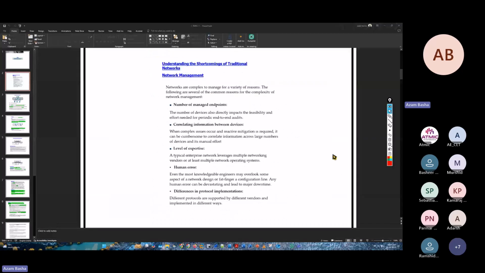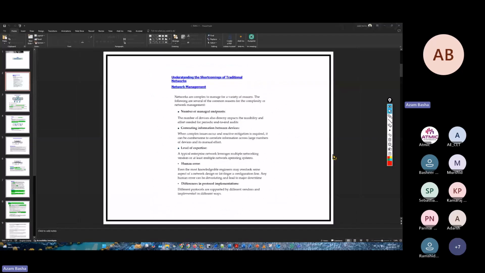So we are all network engineers. I assume your experience starts somewhere from 3 to 7 years or more than that. So we all have come from the background of traditional networking. So we all know how to do show IP route. We all know how to upgrade a switch or a router. So that is what our background has been. But there are some shortcomings with this traditional network.